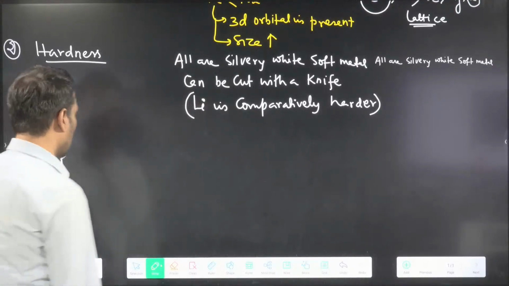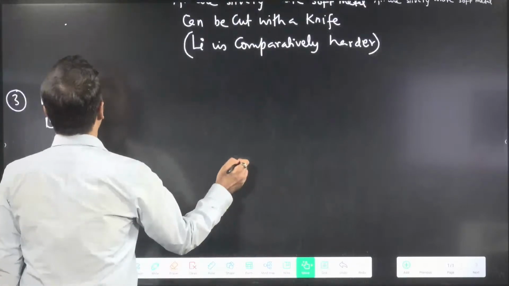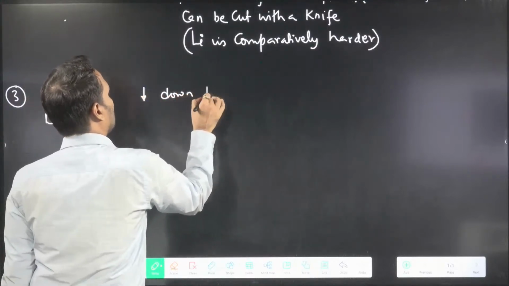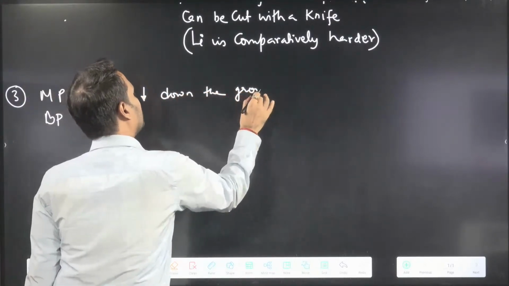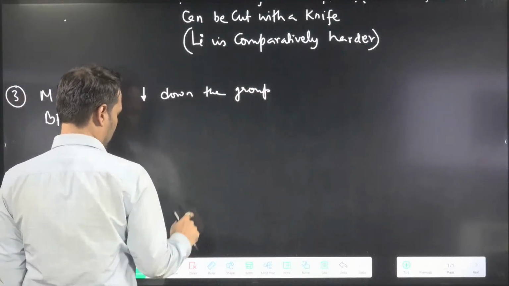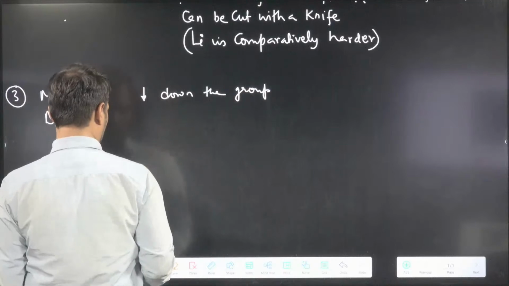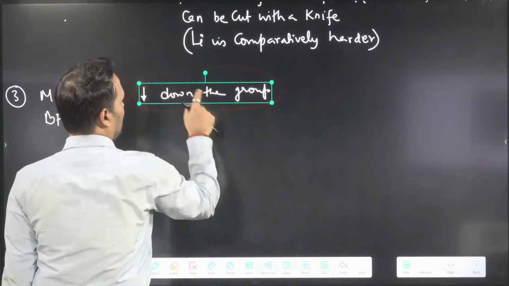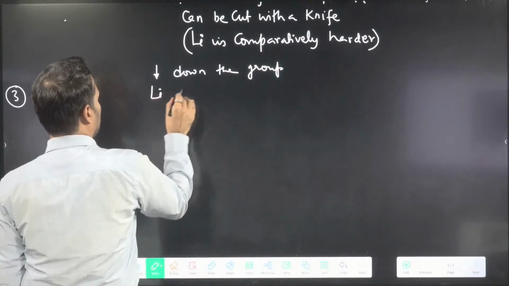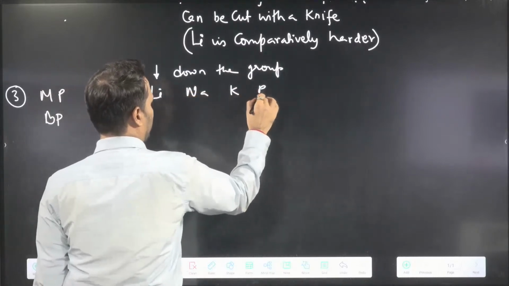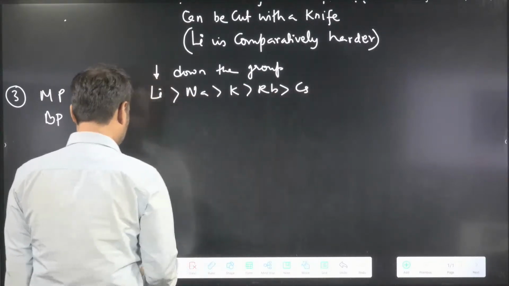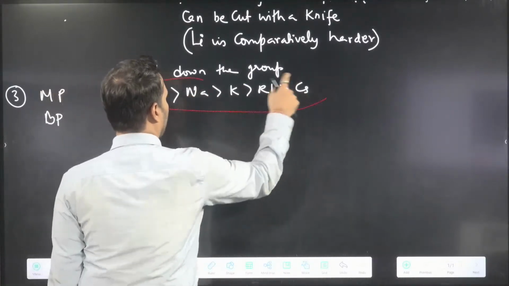Fine. So we can say that it decreases down the group. In both this is there. In fact, in this there is no exception also. There is no exception when you check the order of melting point. Normal order is there: lithium, sodium, potassium, rubidium and cesium. The order is like this, it is decreasing. The same order is for boiling point also.